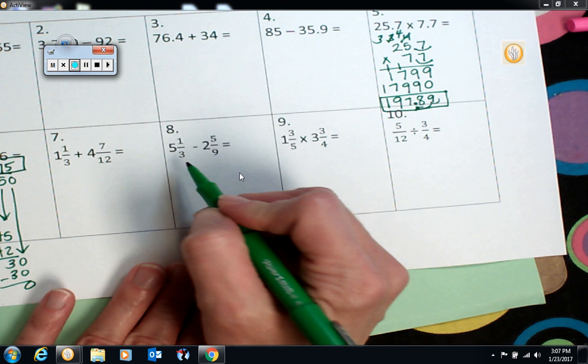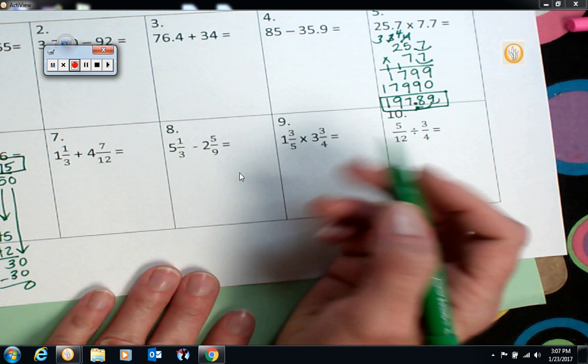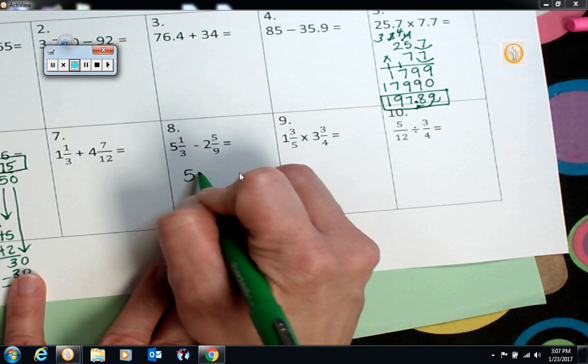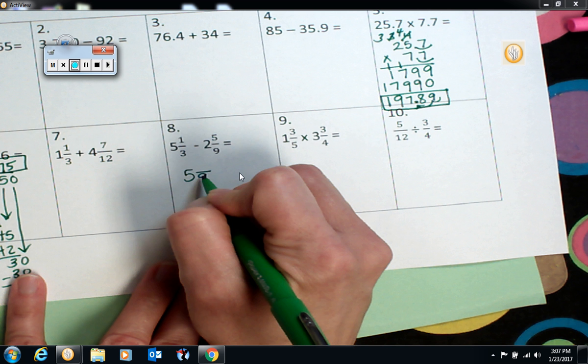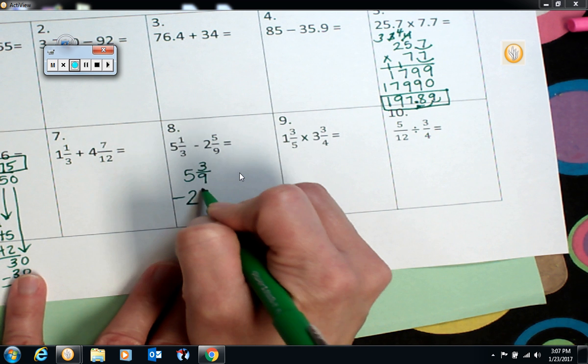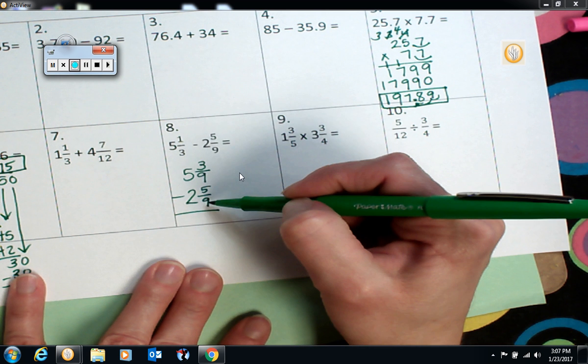The common denominator here is the least common multiple of 3 and 9. So the least common multiple of 3 and 9 is 9. So I'm going to set this up: 5, 3 times 3 is 9, so 1 times 3 is 3, and 3 ninths minus 2 and 5 ninths. And I want to subtract the fractions first when I subtract mixed numbers.